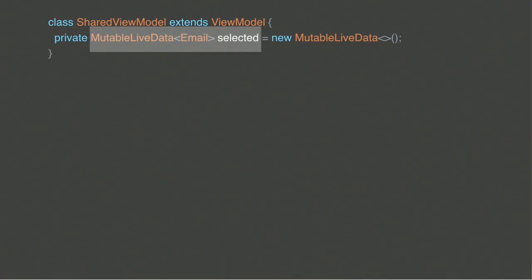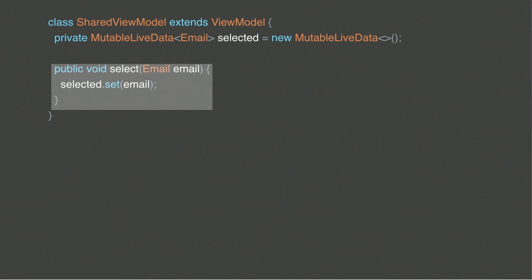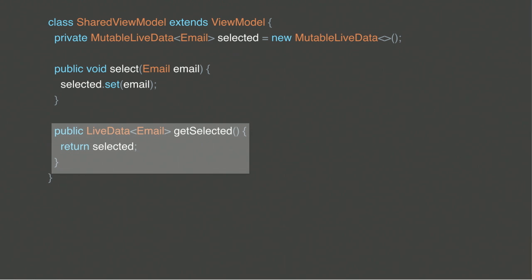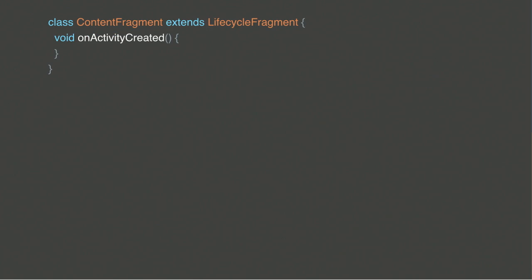So let's say these two fragments actually want to talk about a selected email, right? This is the information they want to share. So let's put it inside a ViewModel, and we are going to call this SharedViewModel. So it has a MutableLiveData inside it, which you call selected, and it provides two very simple APIs. The first one says, set the selected email to this email, and the other one says, get the selected email as a LiveData. So very simple ViewModel. But now once we have this, let's go back to our fragments and see how we can use this.